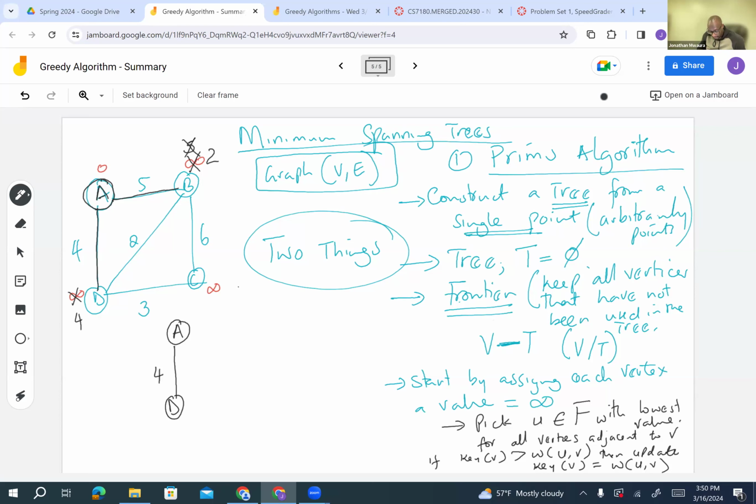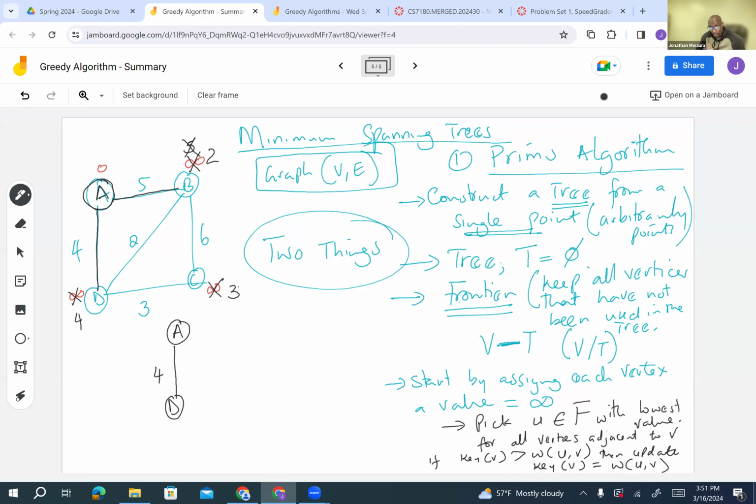And then D to C is 3. 3 is smaller than positive infinity, so we update this to 3. There we are, we update that to 3. And I believe we are done with D. Okay, we are done with D.